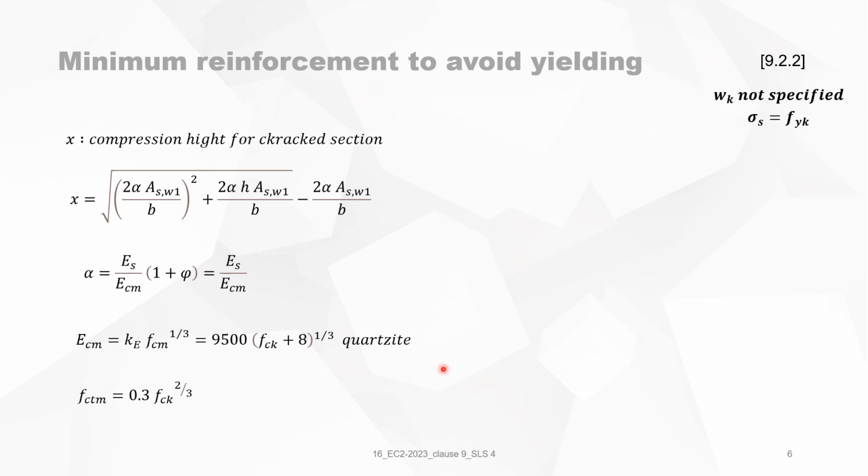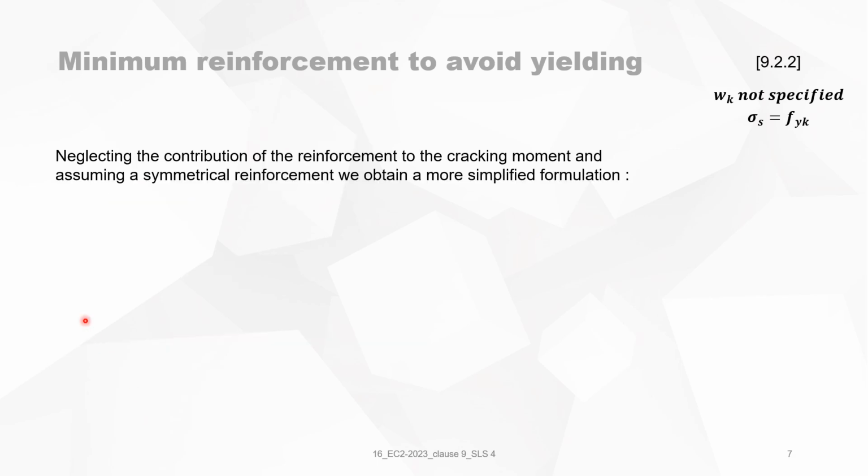And ECM is for quartzite, this formulation, and FCTM or FCT effective is equal to FCTM is equal to 0.3 FCK to the power 2/3. I'm assuming that FCK is smaller than C50. Now we can neglect the contribution of the reinforcement to the cracking moment. You make a small error, but it's on the safe side. And we assume a symmetrical reinforcement. Assuming a symmetrical reinforcement, we obtain a more simplified formulation.